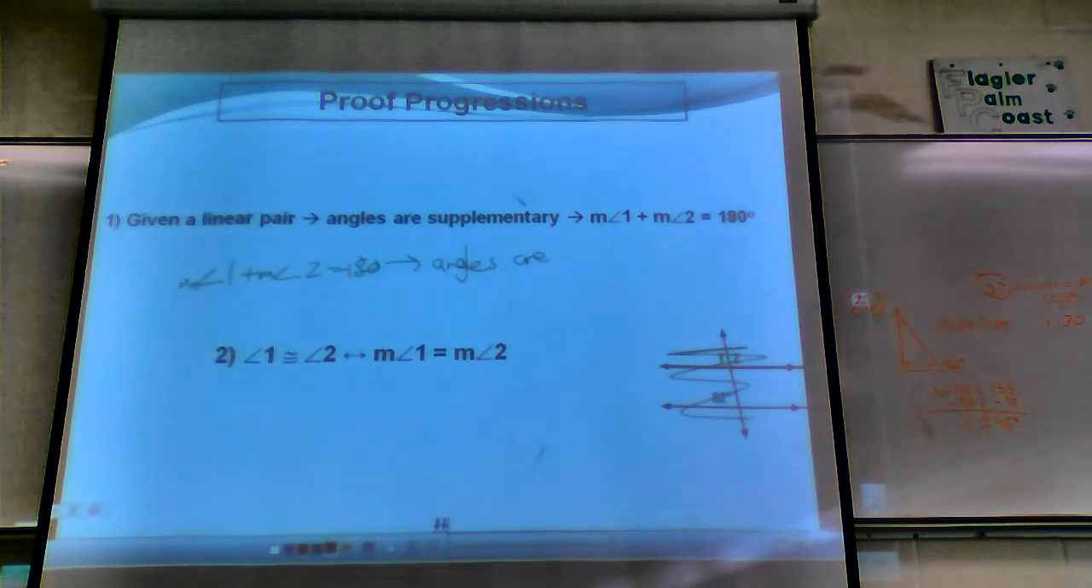These steps just go back and forth. You could probably just put an arrow going back and forth between them, but you could bounce back and forth between those two all day. And the reasoning for that is still the definition of supplementary angles. Every single time that's what it is.